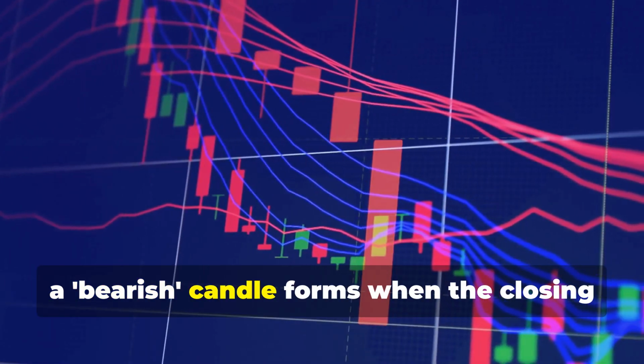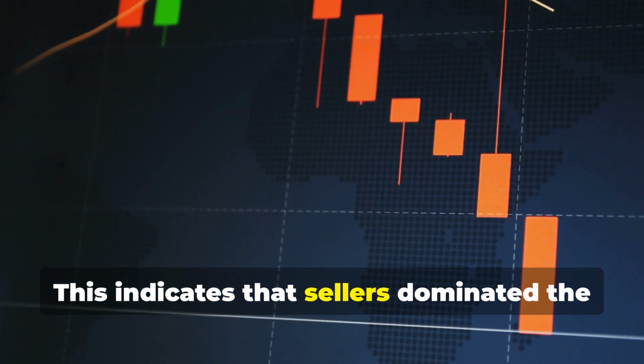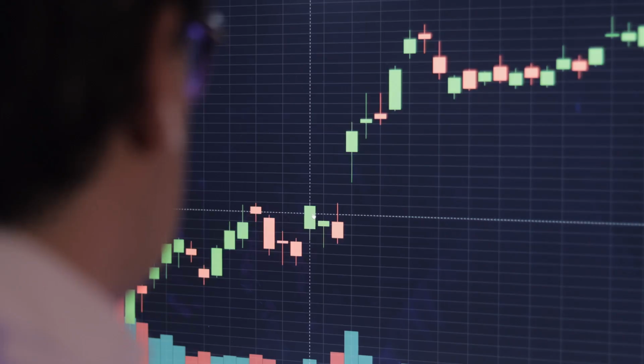Conversely, a bearish candle forms when the closing price is lower than the opening price. This indicates that sellers dominated the trading period.